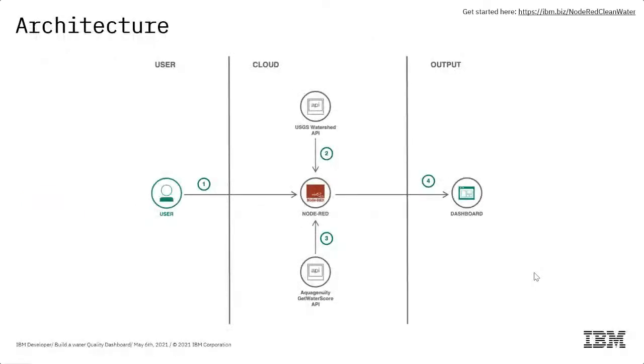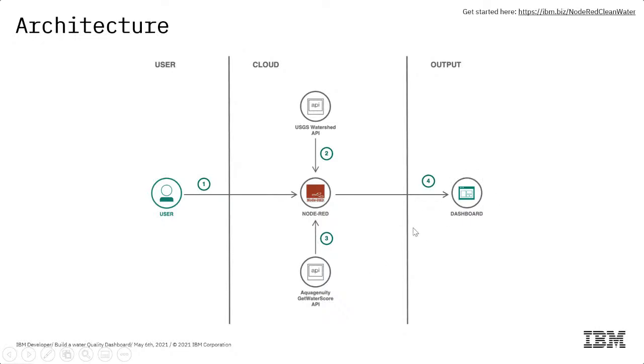So today we're gonna do a hands-on workshop where we're gonna create a water dashboard, right? And how we're gonna do it is we're gonna use Node-RED, and this is the architecture. What we'll be doing today, we're gonna use Node-RED, and then we're gonna use the Watershed API as well as the WaterScore API, and we'll be creating the dashboard.